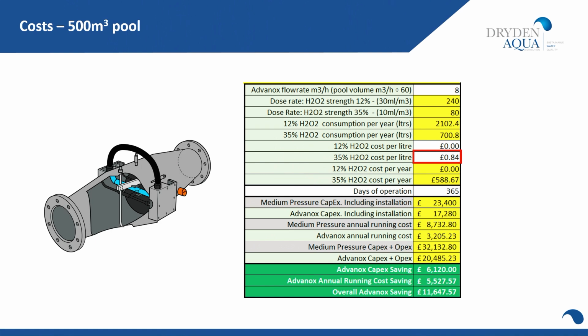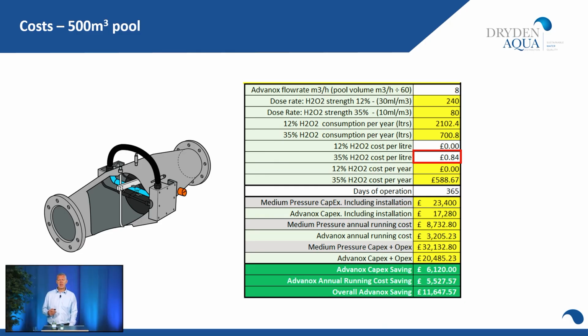So if we just concentrate on the stronger solution from this point forward, the cost per litre, and I've got this information from one of the biggest commercial chemical suppliers in the UK that we're working with, Brenntag, they would charge in the region of 84 pence per litre. So the annual cost for the hydrogen peroxide, again, is pretty insignificant in the grand scheme of things, only £588, if they're operating 365 days, every day of the year.